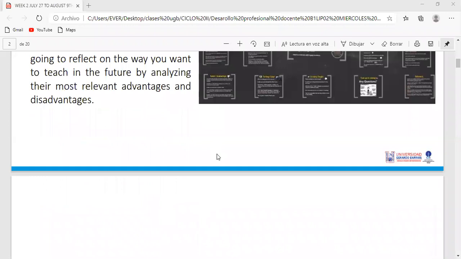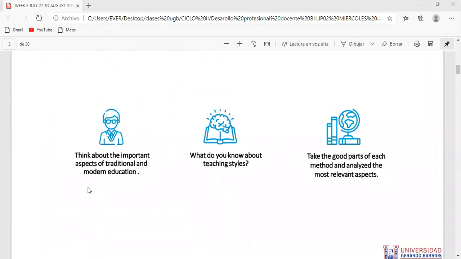All right, so here we have these three important aspects, right? The first one says, think about the important aspects of traditional and modern education. Probably you are familiar with the term traditional education or modern education, or probably not. So we're going to figure it out today. Now, what do you know about teaching styles? Now, this question takes us to last class. Now, I would like to hear maybe three participations related to this question, just to recall previous knowledge. So what do you know about teaching styles? Anybody?